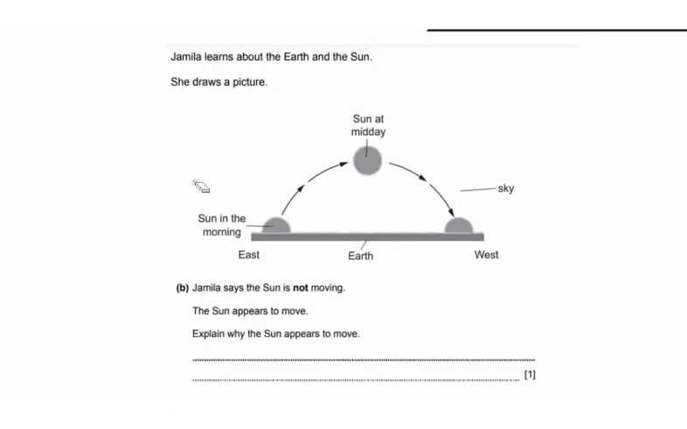Question B. Jamila says that the Sun is not moving. The Sun appears to move. Explain why the Sun appears to move.